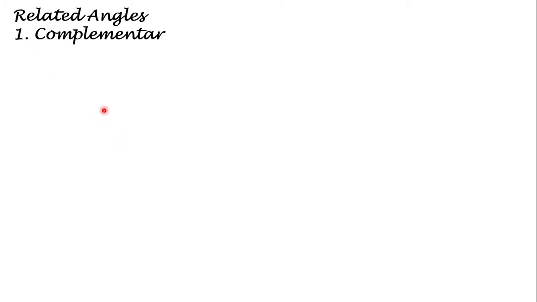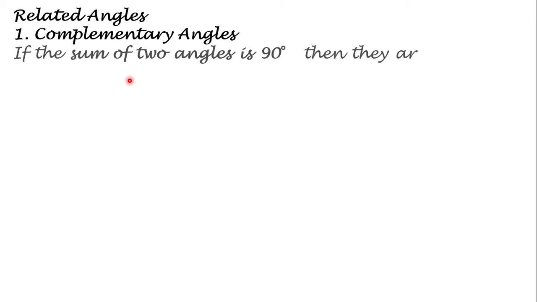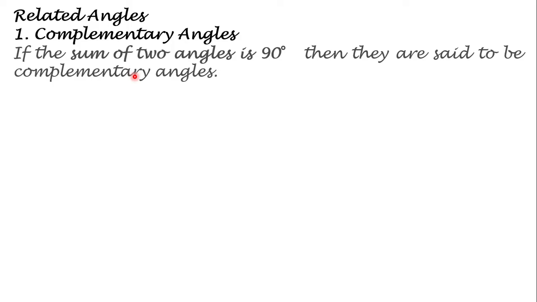Related angles. So there are some related angles. One is complementary angles. What are complementary angles? If the sum of two angles is 90 degrees, then they are said to be complementary angles. The sum of two angles should be equal to 90 degrees in that condition. In complementary angles, the sum of two angles is 90 degrees.